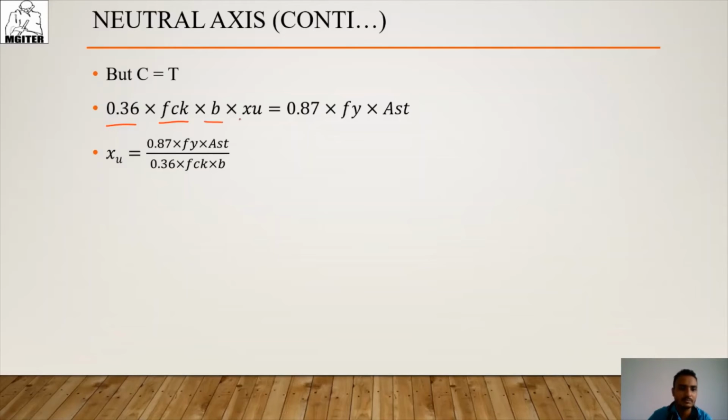0.36 fck b xu is equal to 0.87 fy Ast. So we have to find xu. Here xu equals 0.87 fy Ast divided by 0.36 fck b. This equation is used to find the depth of the neutral axis.